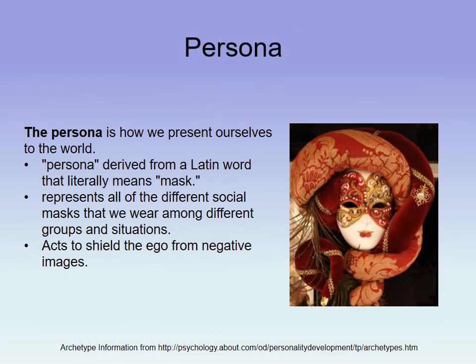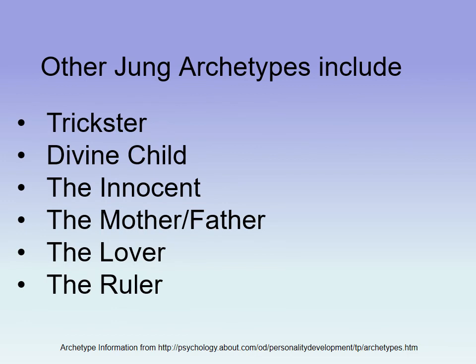Persona. The persona is how we represent ourselves to the world. Persona derived from a Latin word that literally means mask. It represents all of the different social masks that we wear among different groups and situations. And the persona acts to shield the ego from negative images. So some of Carl Jung's other archetypes include the trickster, the divine child, the innocent, the mother or the father figure, the lover, the ruler.